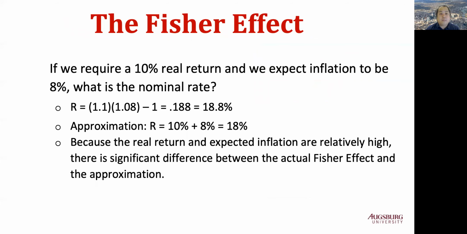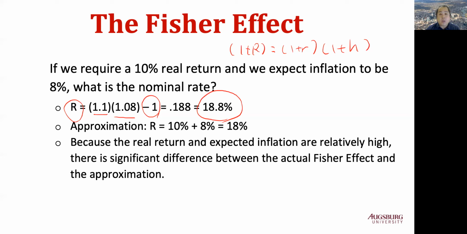Let's see an example. If we require 10% real returns and we expect inflation to be 8%, what is the nominal rate? According to the Fisher effect, 1 plus the nominal rate equals 1 plus the real rate 10% times 1 plus inflation 8%. So the nominal rate equals 1.1 times 1.08 minus 1, which is 18.8%.